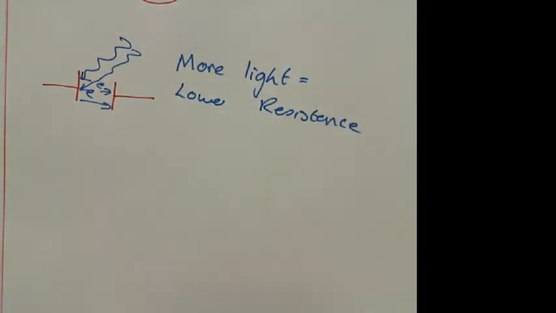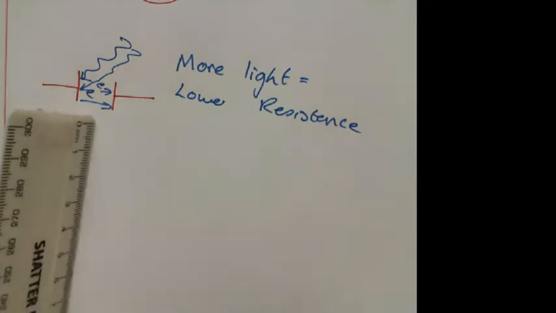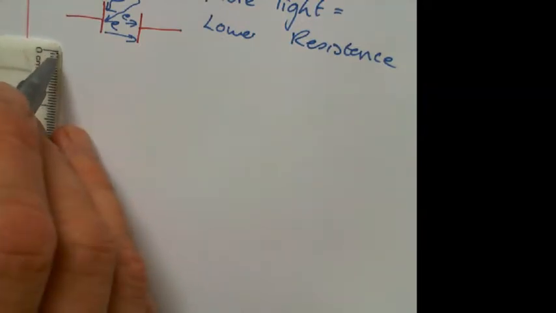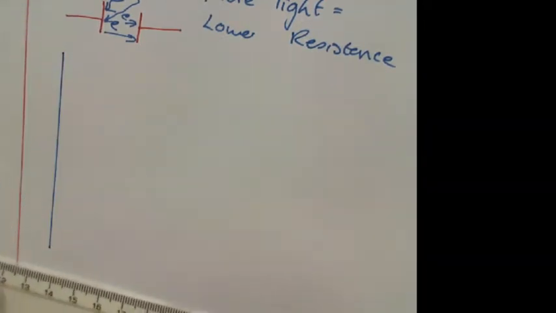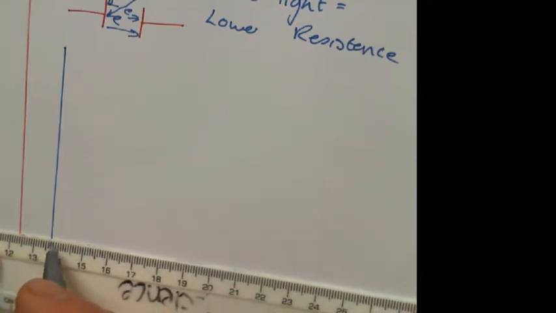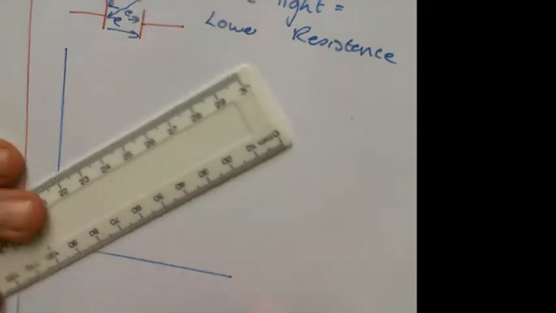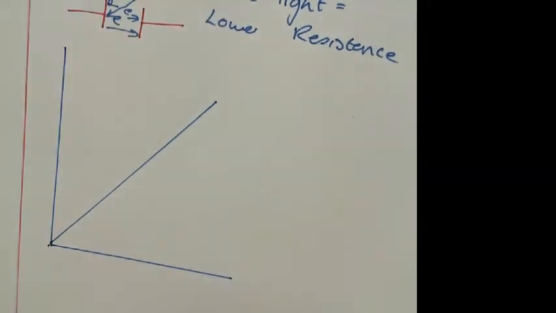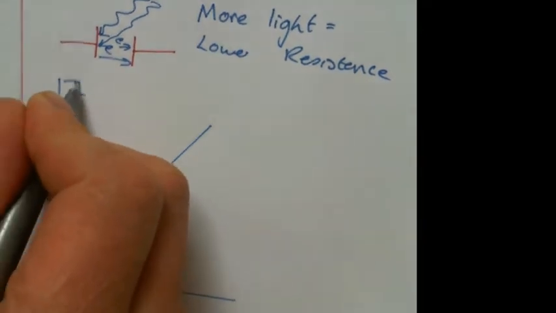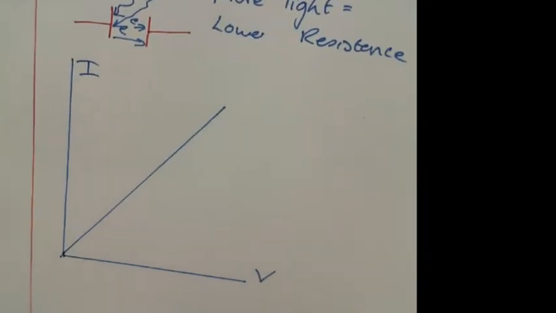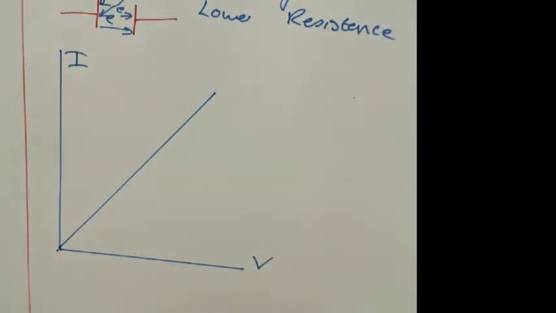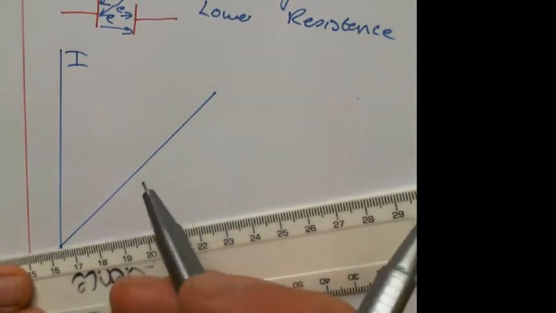Okay, so how's that going to look on our IV graph? If the amount of light stays the same, then the light dependent resistor will obey Ohm's law. And remember what we said about Ohm's law: if it obeys Ohm's law, then the graph will be a straight line. So we know that on our IV graph, if the light stays the same, so that's constant light, then you're going to have that. Now, if there is less light, then the resistance is going to increase.